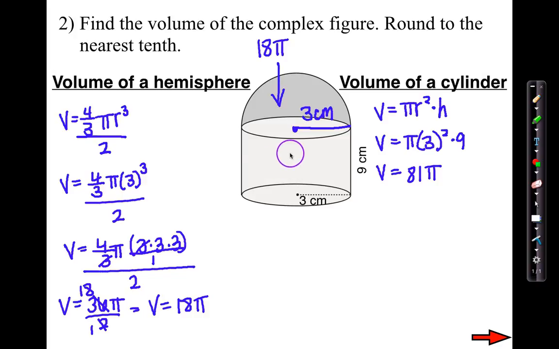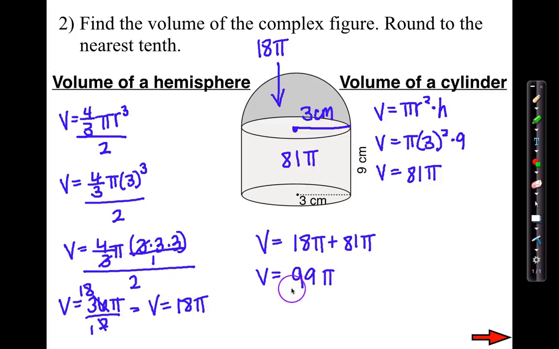So here the cylinder is 81 pi. So the final volume is going to be the hemisphere, which is 18 pi, plus the cylinder, which is 81 pi, which is going to leave me with a total of 99 pi. Now here's where I can go ahead and plug it into the calculator.